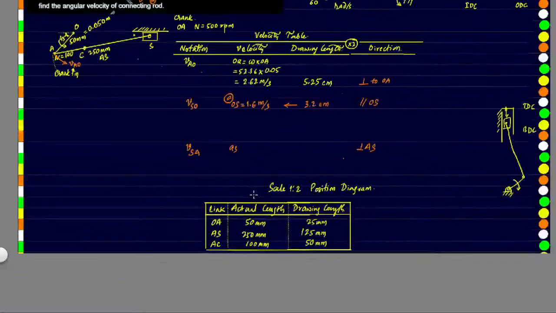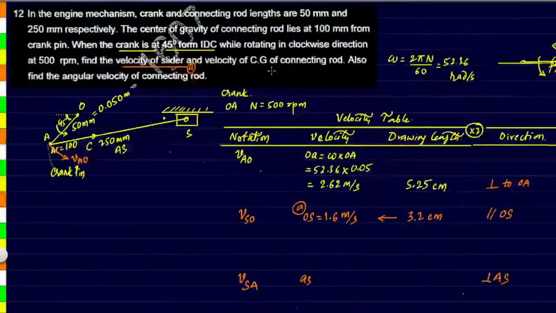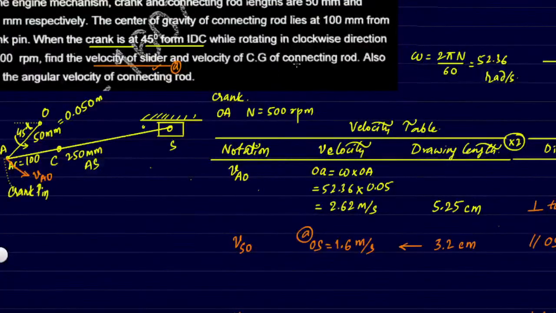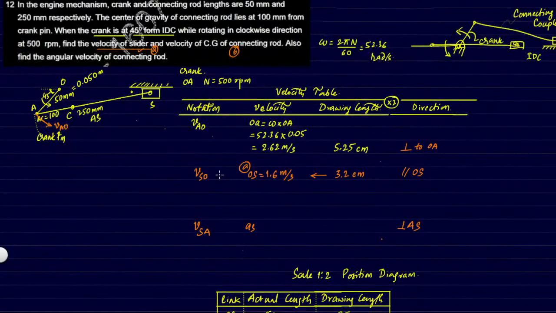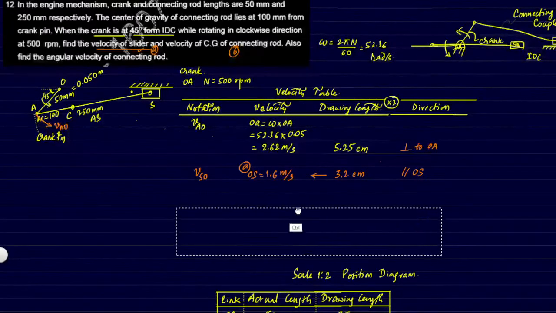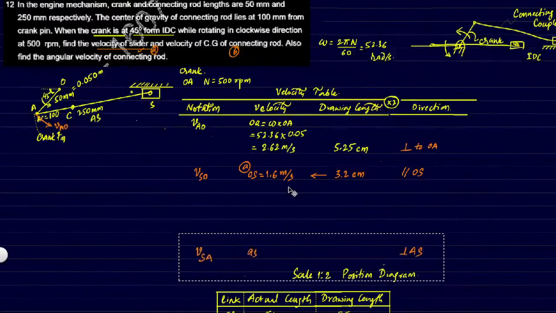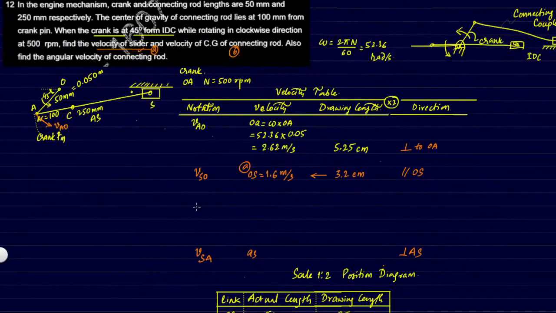Now he's asking us what is the velocity of the center of gravity of the connecting rod. So this, let us take it as the B bit. In order to find the velocity of the center of gravity of the connecting rod, first we will have to find the point for center of gravity on the velocity diagram. Okay, how to find the point C? That we will see later. This has not been asked, so let us put it aside for now. First let us find the velocity of center of gravity.